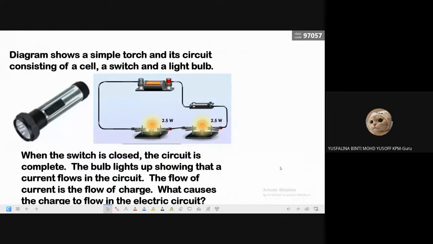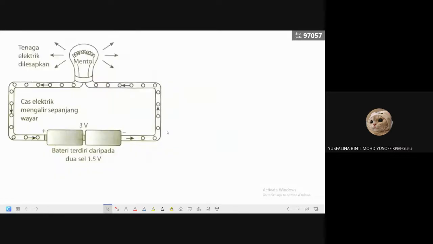The diagram shows a simple torch and its circuit consisting of a cell, switch, and a light bulb. When the switch is closed, the circuit is complete. The bulb lights up, showing that the current flows in the circuit. The flow of current is the flow of charge. What caused the charge to flow in the electric circuit? Of course, if you switch on the circuit, the current will flow and the bulb will light up. So what caused the charge to flow in the electric circuits?